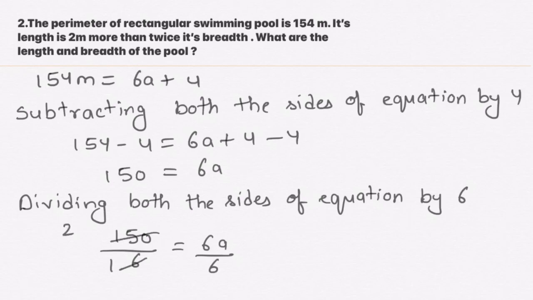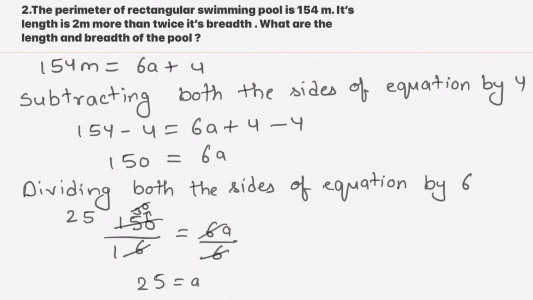Now 6 1s are 6, 6 2s are 12. During division we are left with the remainder as 3. 3 0, 30. So when does 30 come in the table of 6? 6 5s are 30. On the RHS, 6 and 6 cancel. So we have the value of variable a as 25.